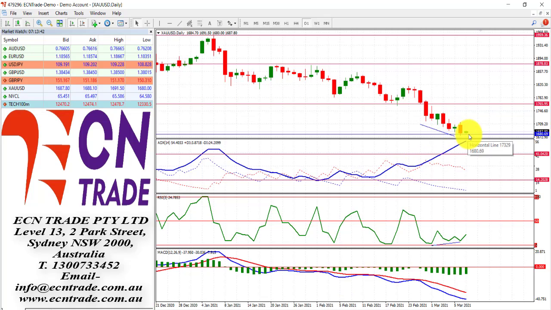Well, we're now posting the lows around 1,680 for gold, and therefore could see a turnaround due to this bullish divergence. If so, then we may see a rebound off 80 and see a rally back towards the region of 1,720 to reassess.